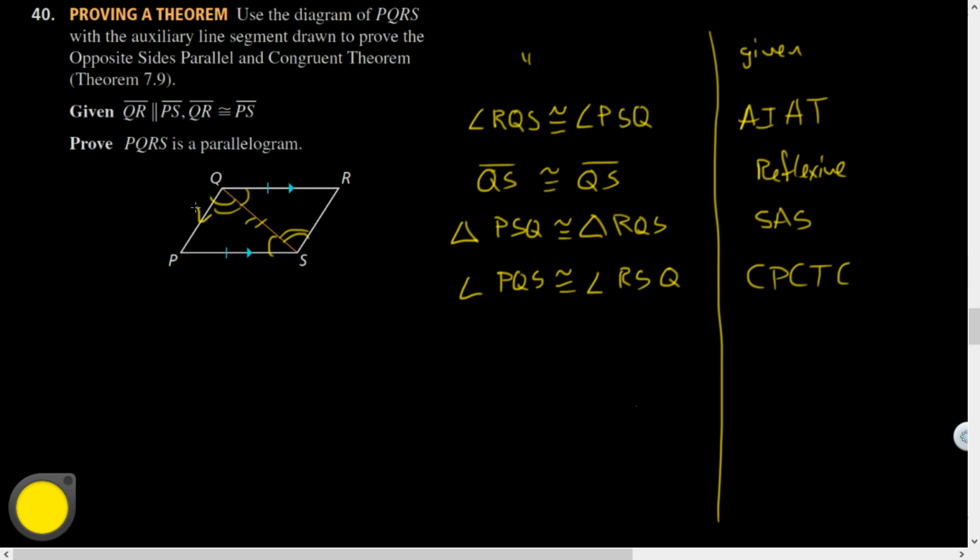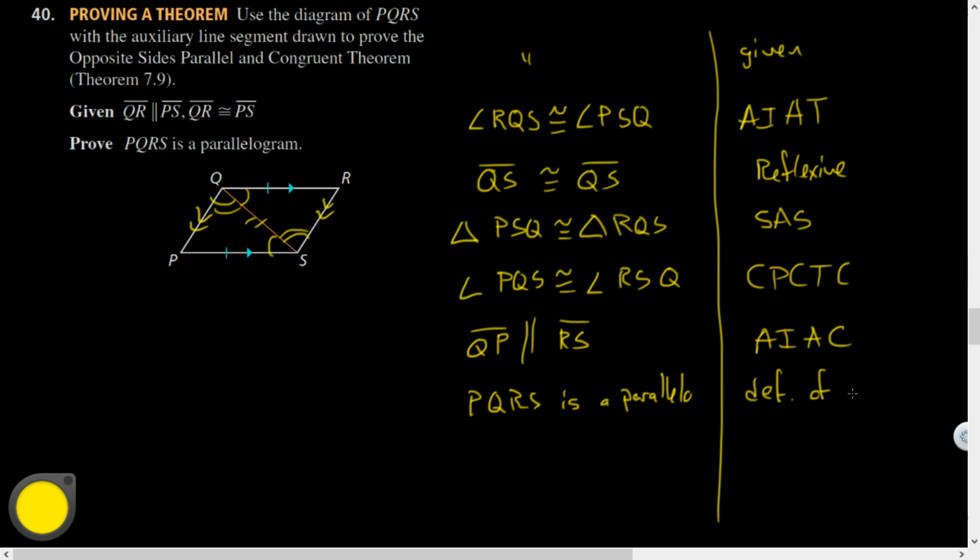And since those are congruent, I can now show that these are parallel. Right, QP is parallel to RS. Why is that? Oh, with the converse. That's right, because I knew the angles were congruent. Therefore, the converse allows me to show the sides parallel. And then I could say PQRS is a parallelogram. Right? By definition of parallelogram.